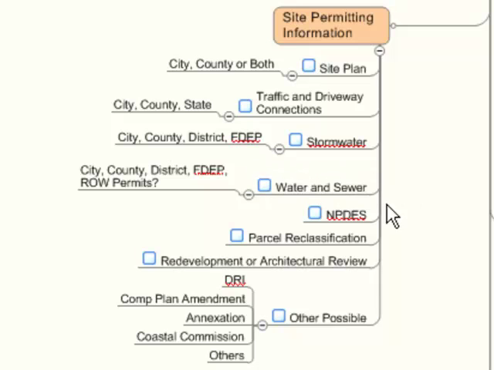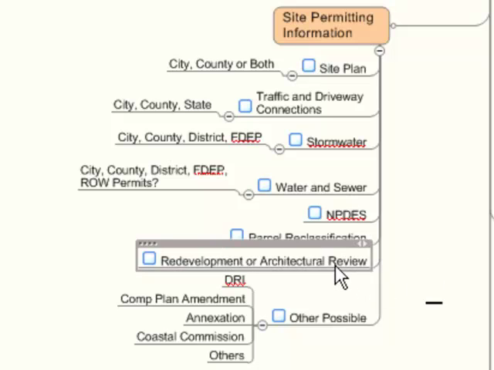Water and sewer, NPDES, that's actually a during construction permit to make sure you don't have hazardous materials or just dirt and erosion occurring on your site and those materials leaving the site in stormwater. Parcel reclassification, if you're going to change zoning or maybe annex or do other things, you need to be aware of the process that's involved with that, and we lay that out.